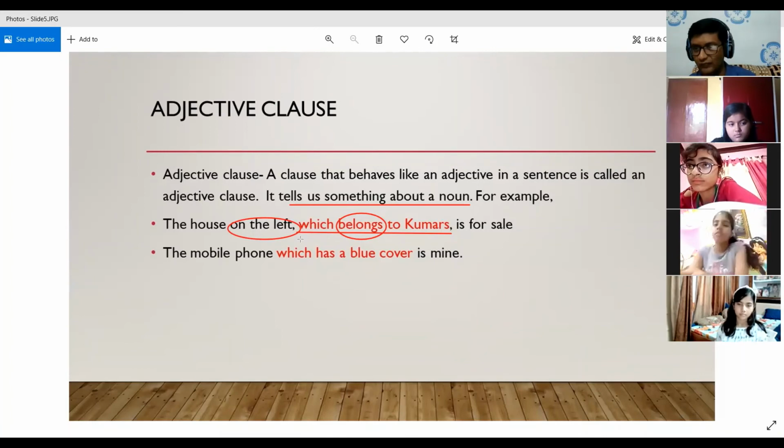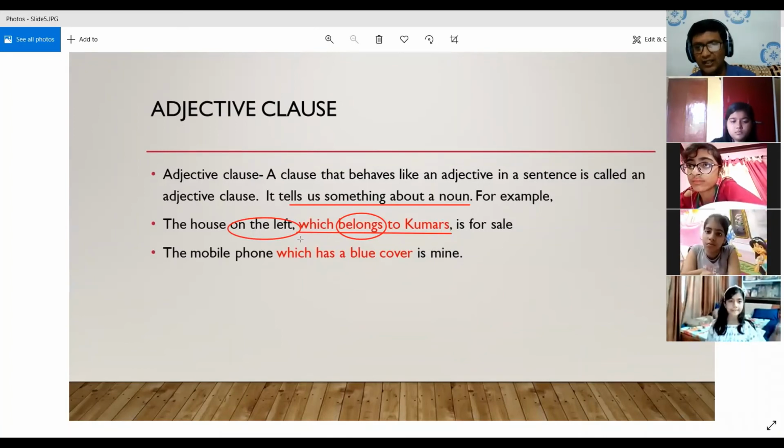It is a prepositional phrase, and at the same time, it is an adjective phrase because it is describing the house. Then after that, some more information is being provided. First of all, it is being pointed out that the house is on the left. So on the left is the adjective phrase. Then extra information, which belongs to Mr. Kumar, is another piece of information being provided. But since belongs is a verb present in this part, this part is acting as a clause. So an adjective phrase is present, and an adjective clause is also present. Then the sentence is completed: is for sale.